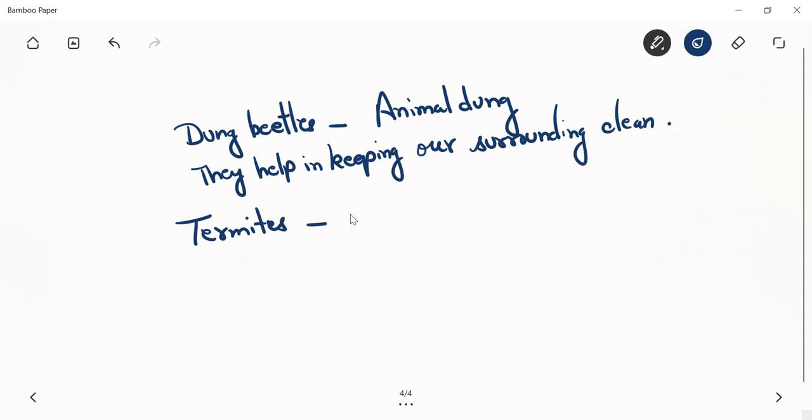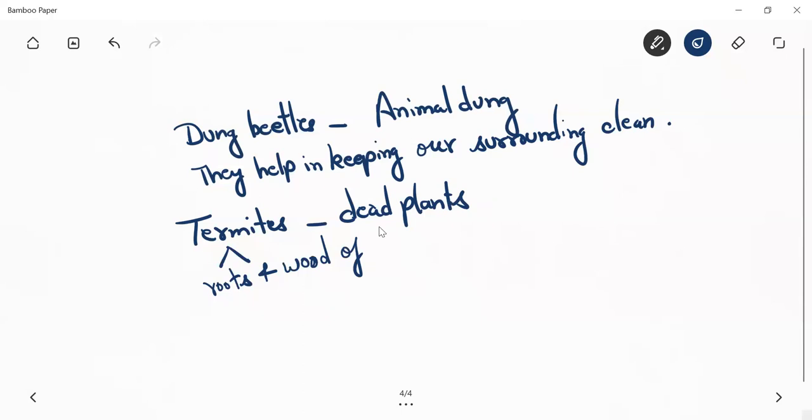Termites is also a type of insect. Termites feed on dead plants. They eat the roots and wood of dead trees. Now, where do they live? They live in termite's nest. Their home is termite's nest.